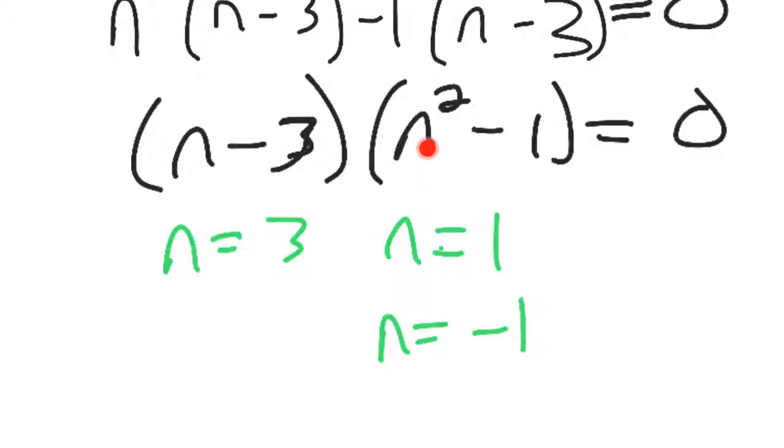Negative 1 squared gives you positive 1. 1 minus 1 makes 0. So these are your three solutions.